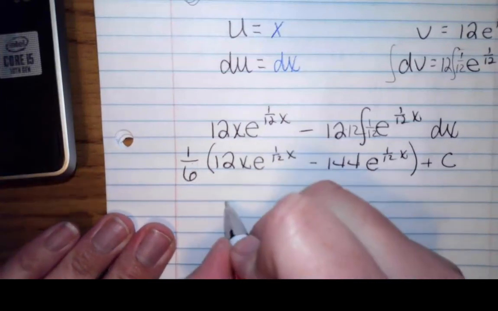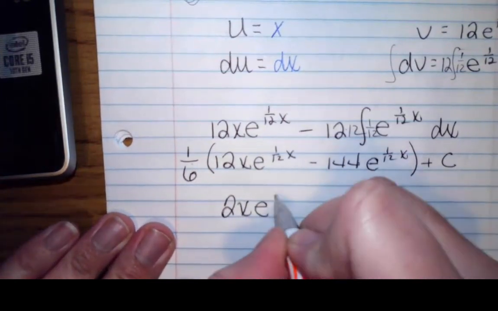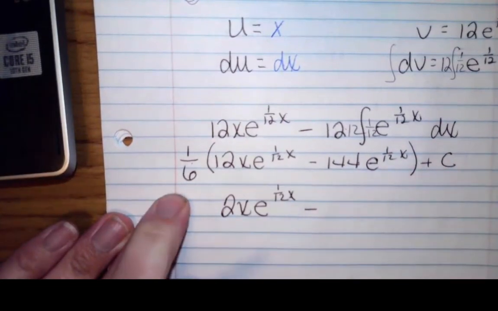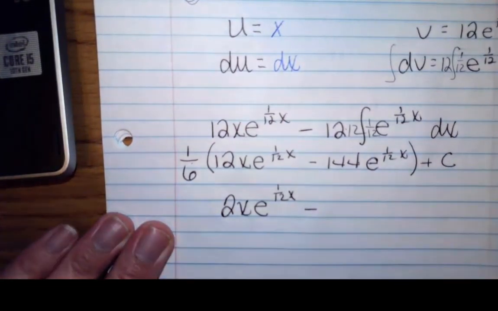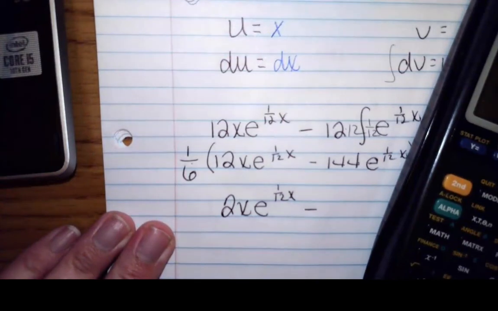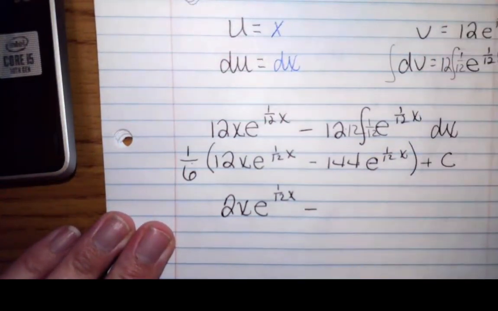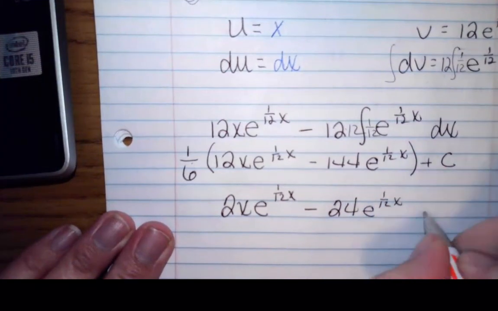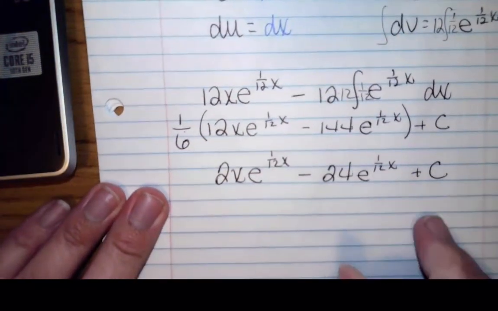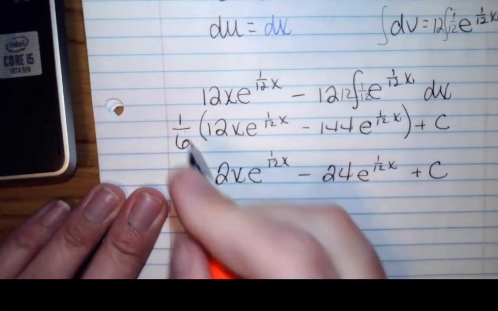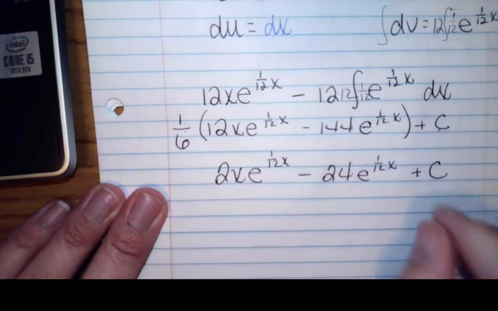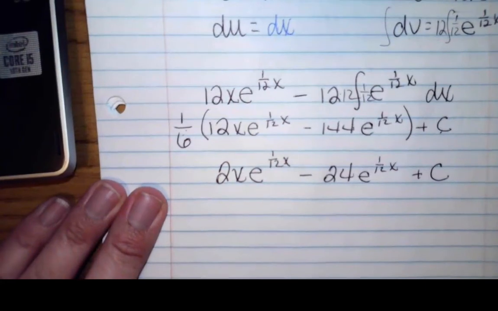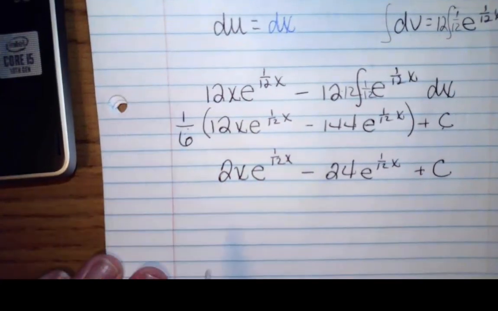So 1/6 of 12 means I have a 2x e to the 1/12 x minus 1/6 of 144 would be, I don't even know what that is, and I should know what that is. Divided by 6 is 24. So 24 e to the 1/12 x plus c. c is just a constant. Okay, so I didn't have to distribute the 1/6 there because 1/6 of a constant is a constant. Okay, so now we've got our answer. All right, don't forget about that stupid 1/6.